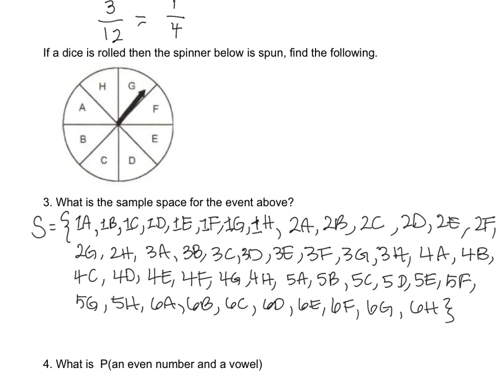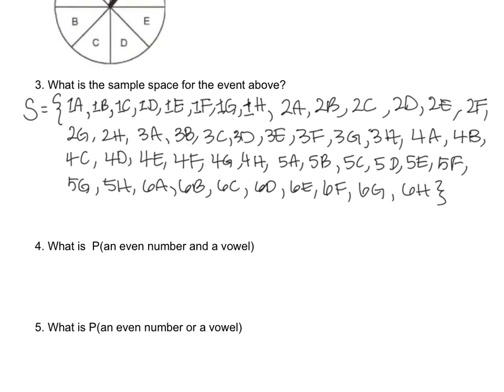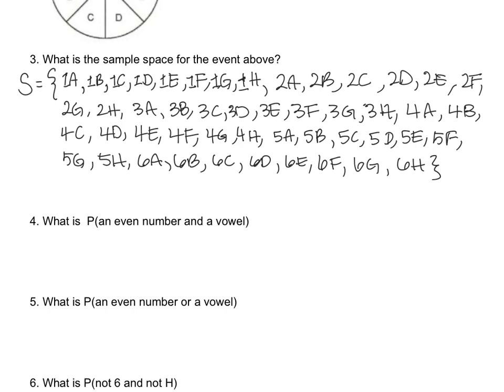All right, so we listed 1A through H, and the same thing for 2 through 6. So there are a lot of possible outcomes. Question 4 asks us for the probability of an even number and a vowel. So if we go through all of our even numbers, we have 2A, 2E, and we also have 4A and 4E, and we have 6A and 6E. Those are all even numbers and a vowel.